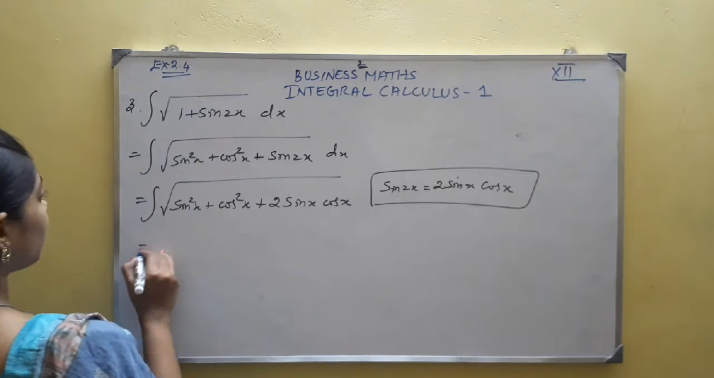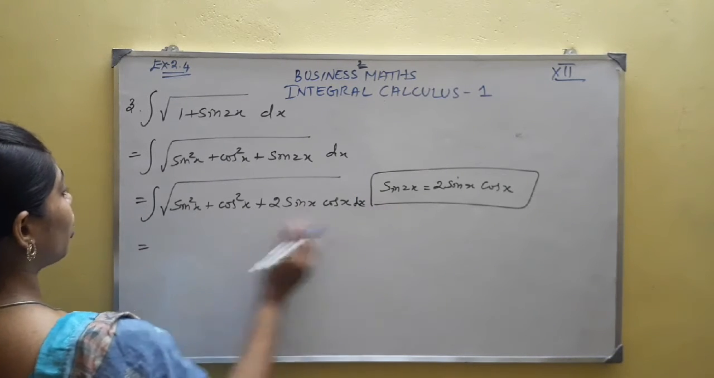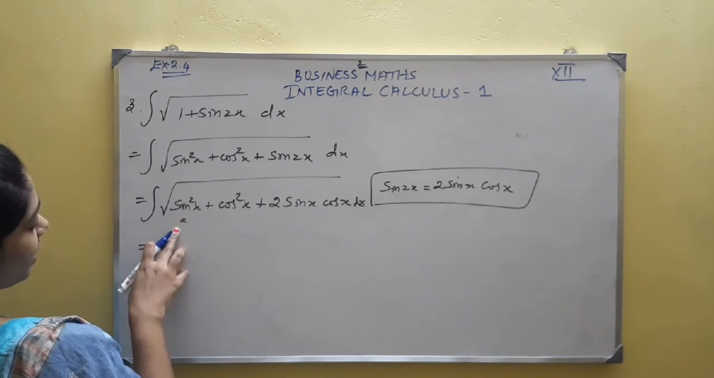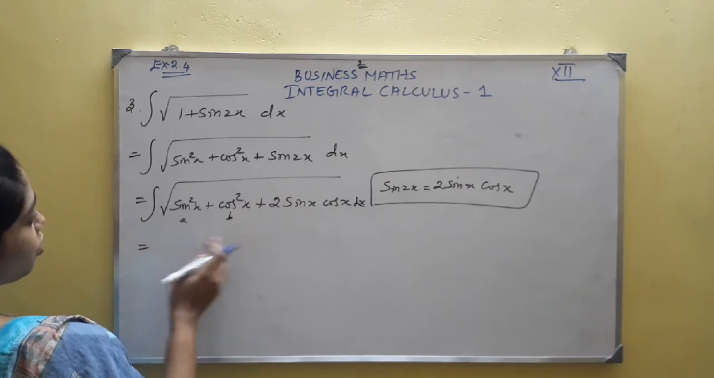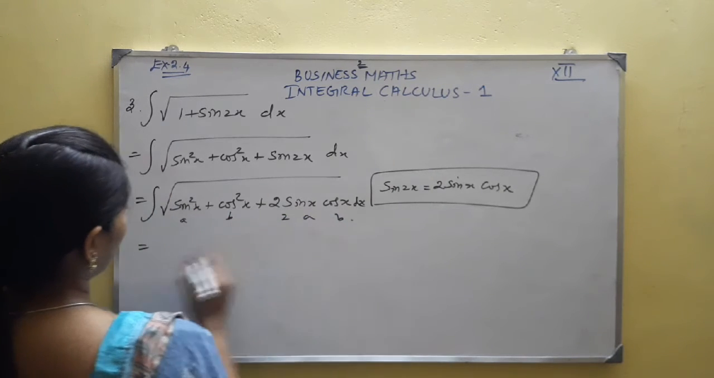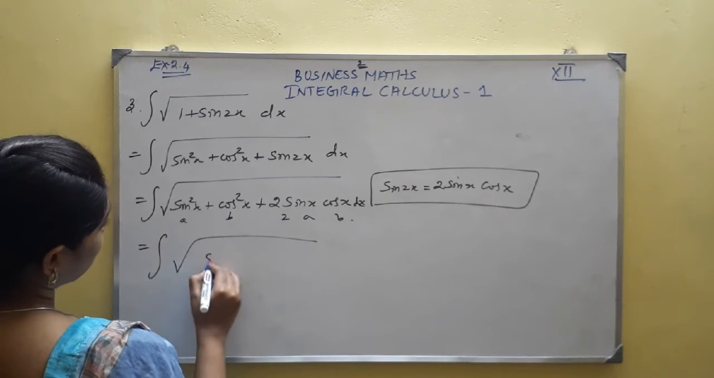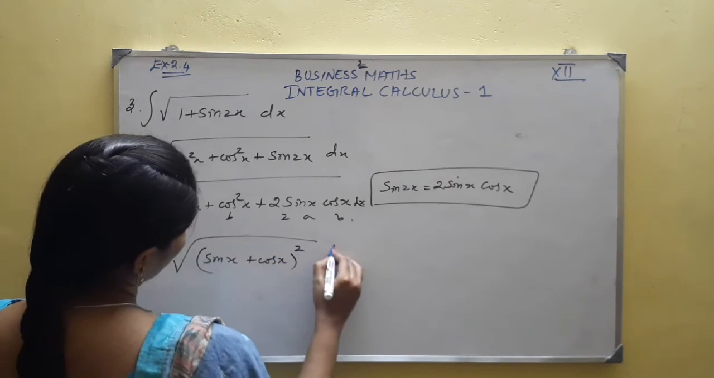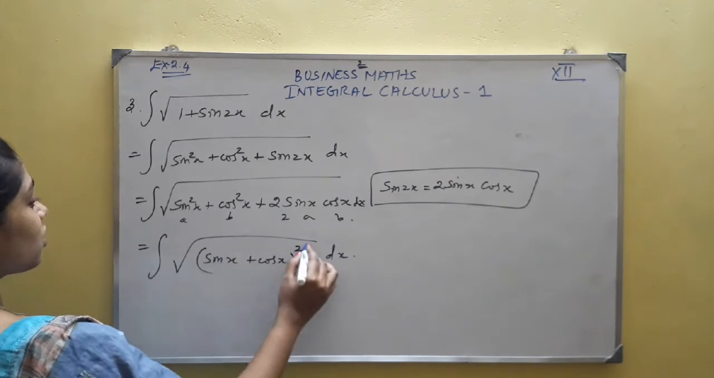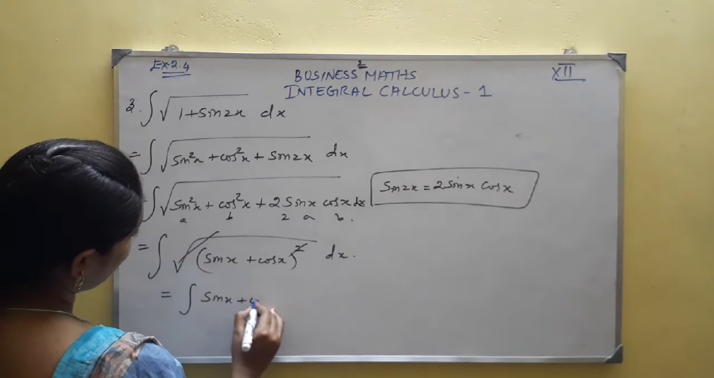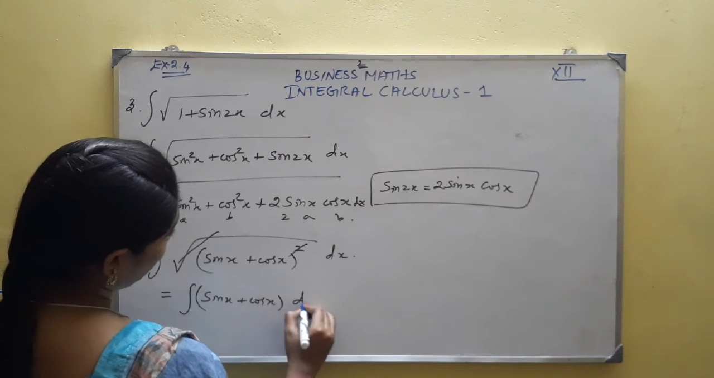So use this over here. This is not a new one for us. This is actually a is sin x, b is cos x. So this is a square plus b square plus 2ab. So this is actually (sin x plus cos x) the whole square into dx. Okay, just to cancel this, you will get integral (sin x plus cos x) into dx.